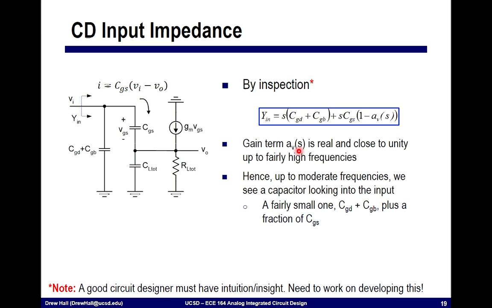Now again, the gain that we derived is nearly unity, and it's nearly unity up to very, very high frequencies. So at very moderate frequencies, that is, until we get to very high frequencies, the input more or less just looks like a capacitor. And it looks like a capacitor that's composed of CGD plus CGB. So this isn't even a very large capacitor. We are going to see a fraction of CGS, and this comes from this idea of bootstrapping.